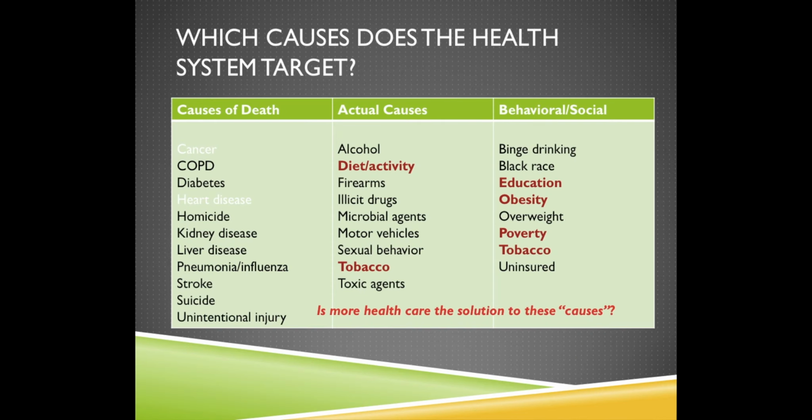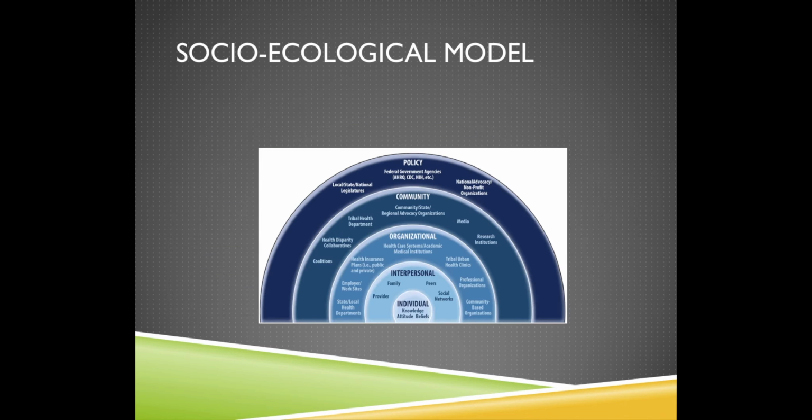Look at these actual causes of death. Is more health care the solution to these causes? Where do our advocacy efforts today in regard to upholding provisions of the ACA need to begin to intervene? What provisions in the ACA account for prevention? And at what levels of the ecological model?